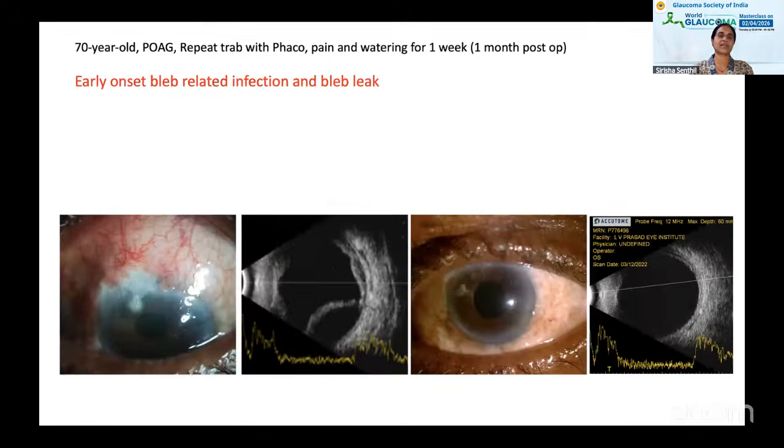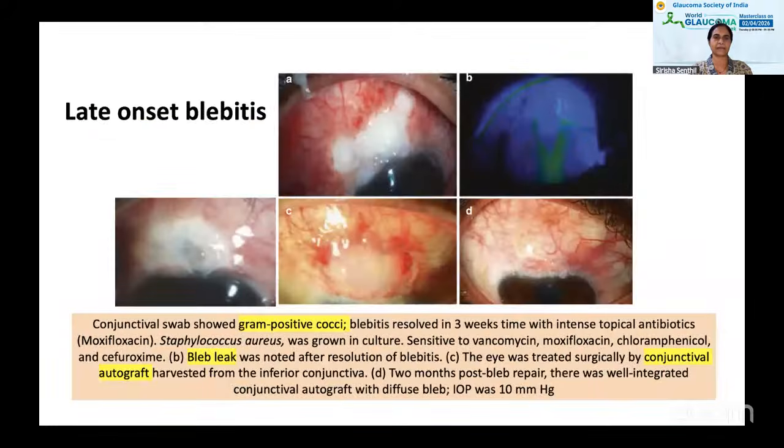So I'll just take you through examples of a few cases. A 70-year-old gentleman with POAG, repeat trabeculectomy done. He developed a bleb-related infection and a bleb leak. If you see, that was a suture infiltrate and that has actually gone on to the bleb as well. He also had a leak and CD as well. This was treated conservatively. The suture was removed, sent for culture sensitivity, and treated with topical and intracameral antibiotics. The leak resolved and the infection completely resolved, and CD also resolved, fortunately.